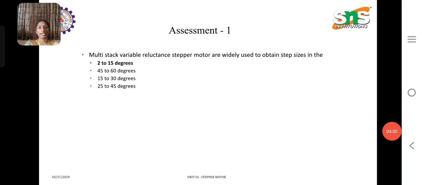Assessment 1. Multi-stack variable reluctance stepper motors are widely used to obtain step sizes in the dash degrees range: 2 to 15, 45 to 60, 15 to 30, and 25 to 45. So in a multi-stack variable reluctance stepper motor, the stepping angle size is 2 to 15 degrees.